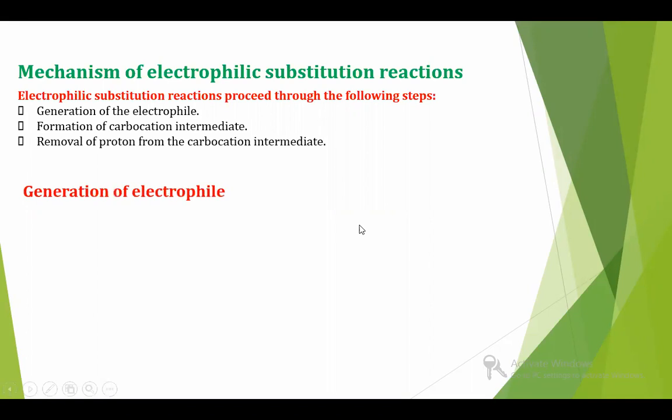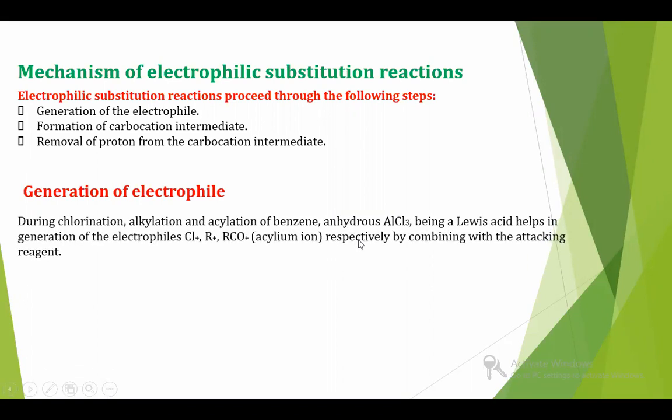First we'll see the general electrophilic substitution reaction. In the first step, generation of electrophile. So how is the electrophile generated? The attacking reagent may not be a strong electrophile. So first, an electrophile is generated by a preliminary process.